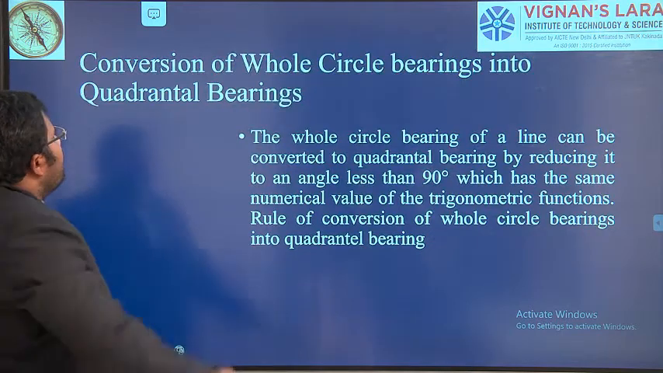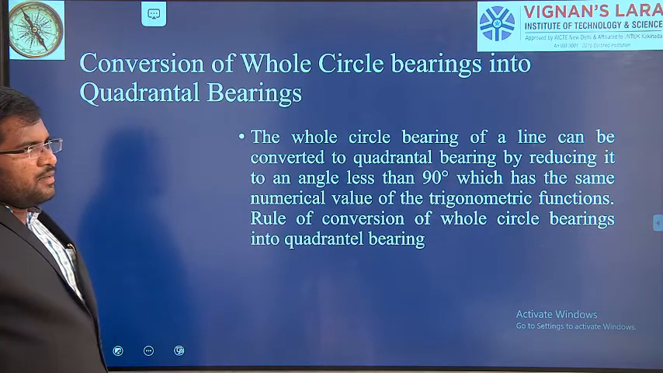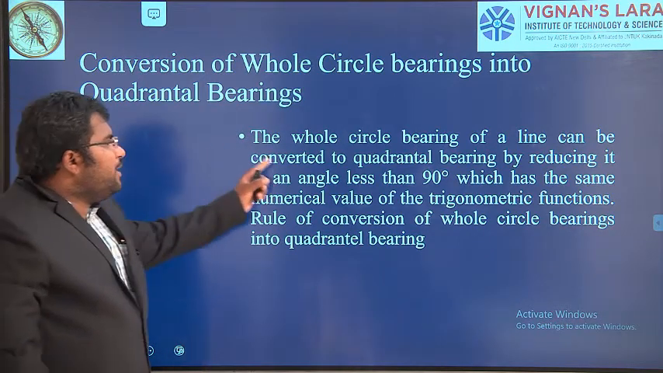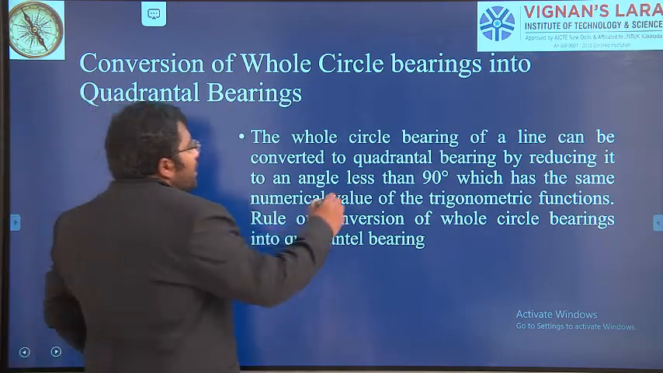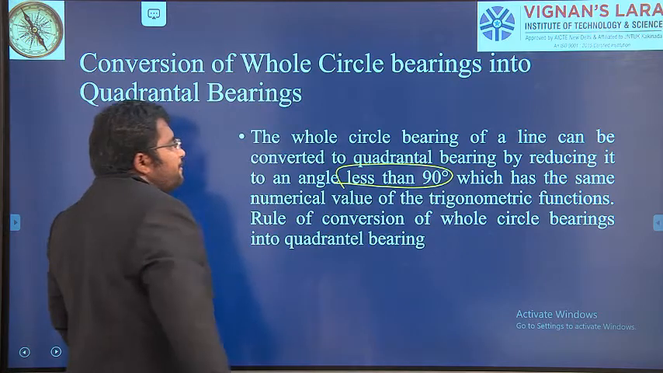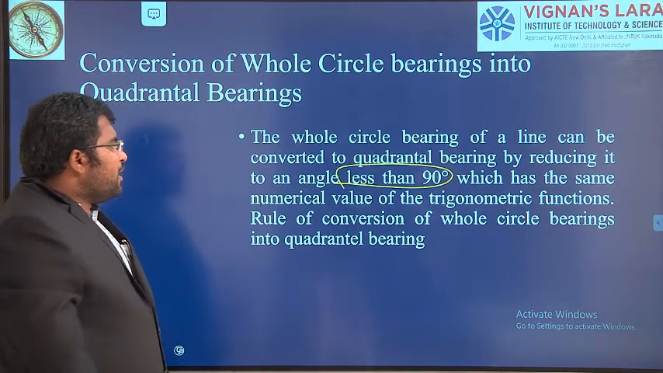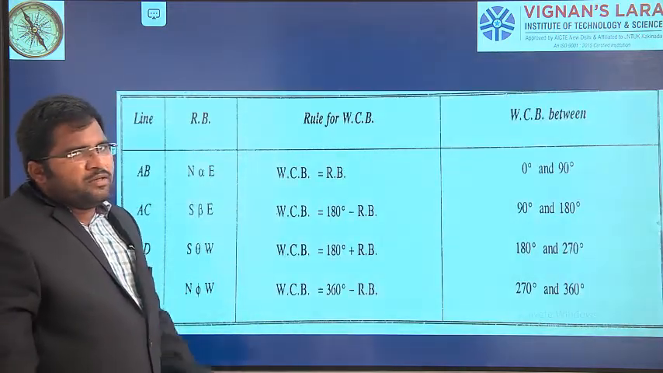Now, conversion of whole circle bearings into quadrantal bearings. How will we convert? The whole circle bearing of a line can be converted to a quadrantal bearing by reducing it to an angle of less than 90 which has the same numerical value of trigonometrical functions. This theory you won't understand easily, so you can see the table of how to represent it.